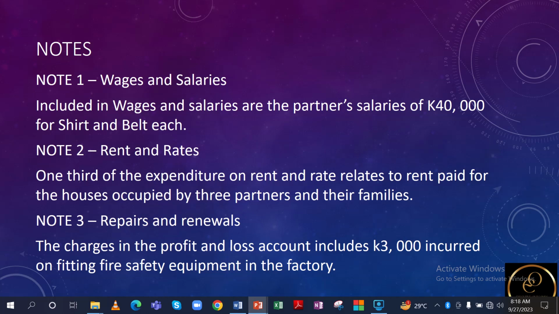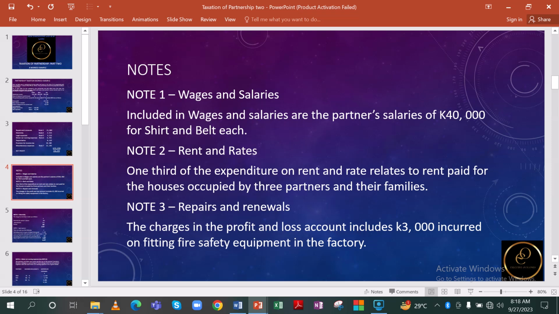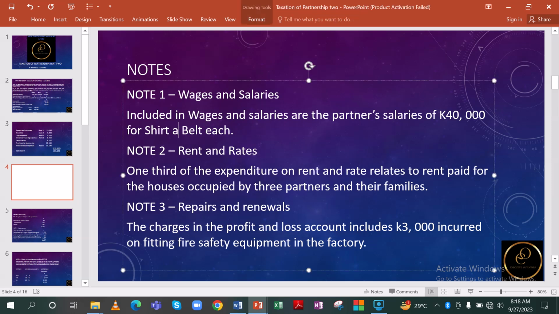Let me look at this in this manner: Shed, Belt, and Tai. We put it that way.